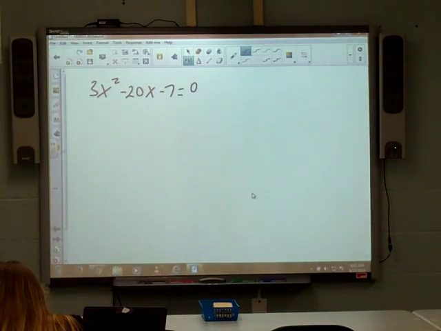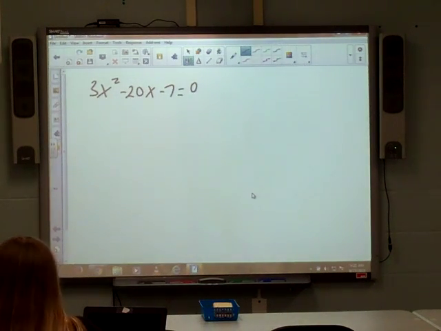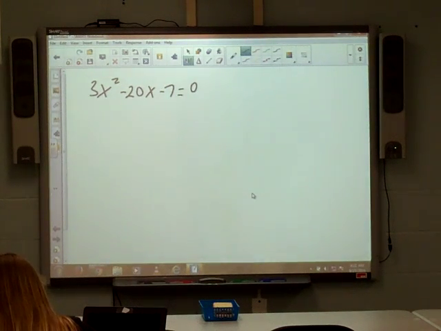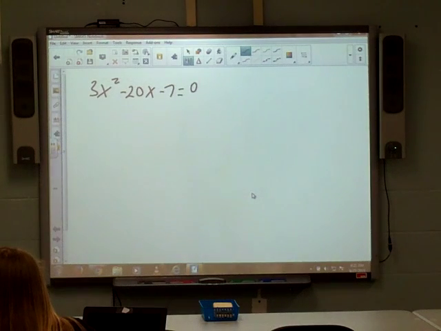Alright, we've got 3x squared minus 20x minus 7 equals 0. As it's written, it is in standard form, yes. Do all three of those have anything in common other than 1? No. If they do, we're going to factor it out in the beginning, but they don't, because 3 won't go into 20, and 7 won't go into 3 or 20. They don't have anything in common.